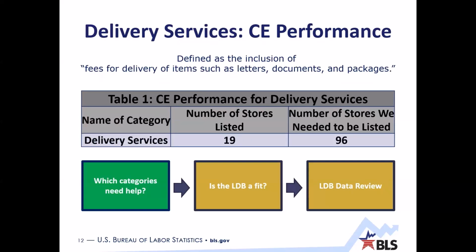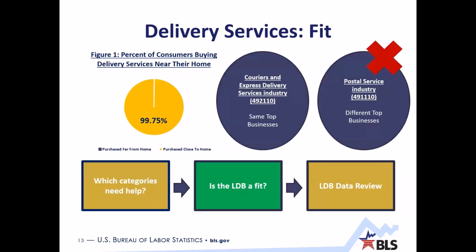So our example will be the delivery services category, which in CPI is defined as the inclusion of fees for delivery of items such as letters, documents, and packages. In Table 1, we look at the number of stores reported by respondents versus how many we need for representativity. Delivery services had a much smaller value than what we needed, so we know that this is a category that could really use the help.